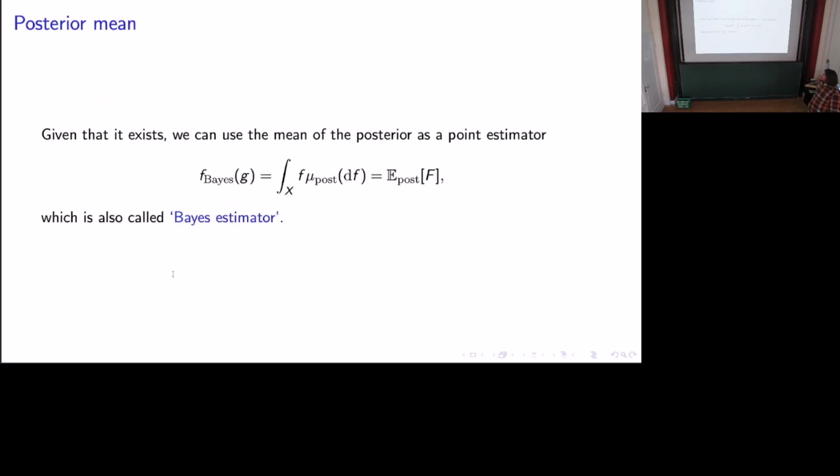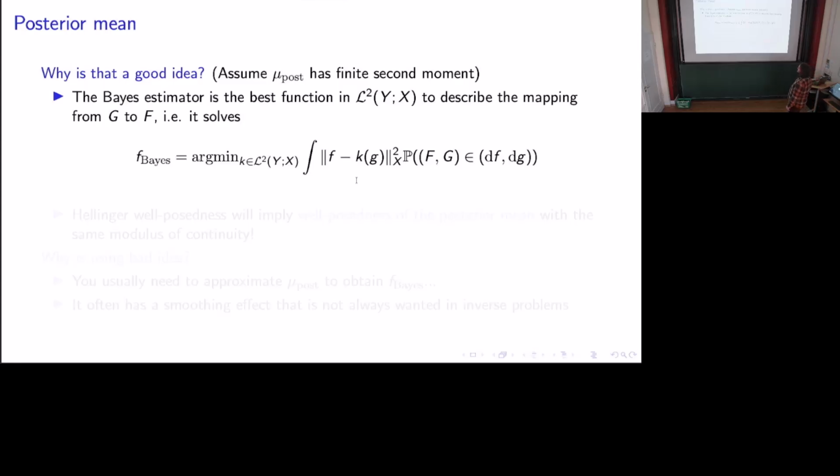Obviously the posterior mean will just be the mean of the posterior. So if we know the posterior, then we just compute the integral over f with respect to the posterior, or just the expectation under the posterior, and then we get this object. It's often called the Bayes estimator, the usual name for it in the literature. It does have some interesting properties.